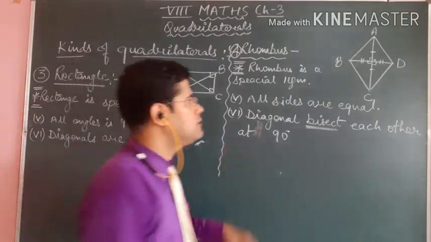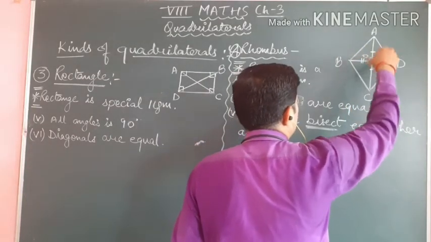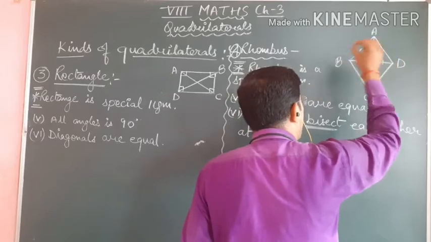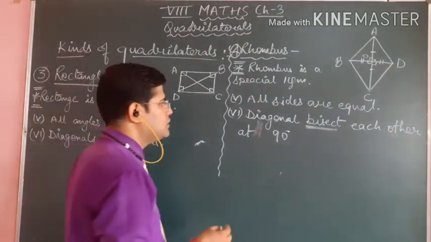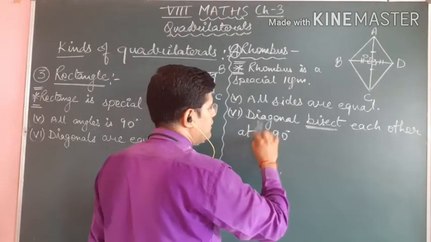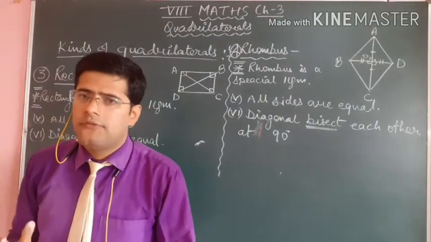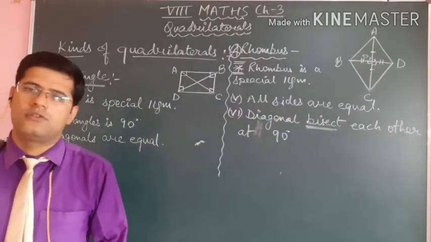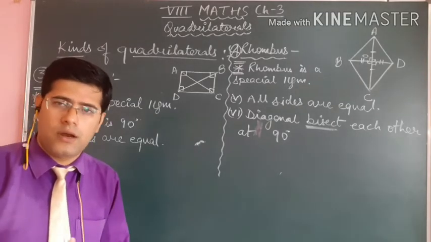Okay, so here we can say that AO equal to OC and BO equal to OD, those are equal, and those are perpendicular also. It means AC is perpendicular to BD. Okay students, so it has two unique properties: all sides are equal, and the diagonals bisect each other at 90 degrees. Here we have done the fourth kind of quadrilateral, which is known as rhombus, and it has two unique properties which are not in rectangle, not in parallelogram.